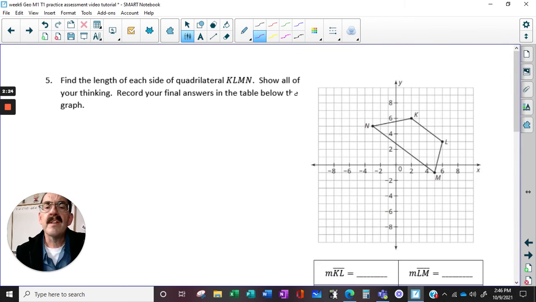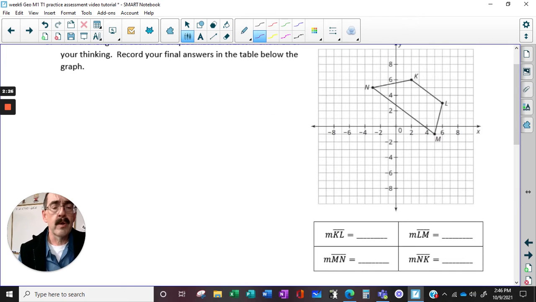Next, find the length of each side. You only have to do 1 or 2. Okay, so let's go here. 1, 1, 2, 3, 4, 5. 1 squared plus 5 squared. Take the square root. That's equal to D.